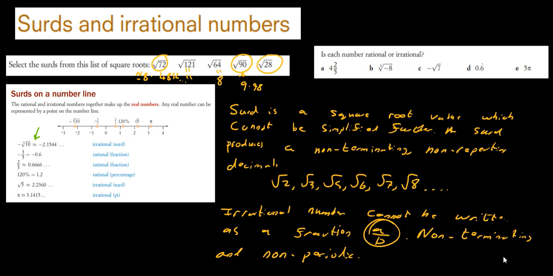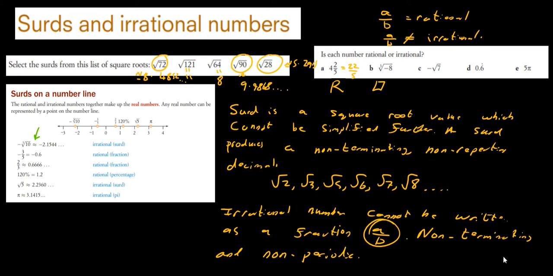The root of 90 gives 9.4868 goes on forever, and the root of 28 gives 5.2915. Okay, so pause the video and see if you can decide if each of these is rational or irrational. Remember, if it can be written as a over b, it is rational, and if it cannot be written as a over b, it is irrational. So pause the video.